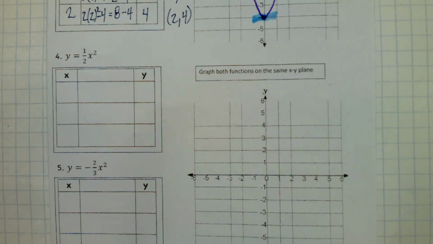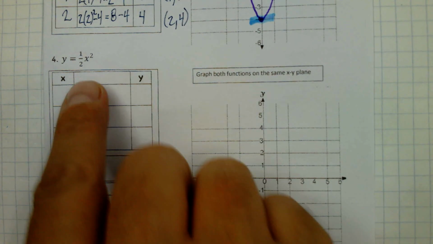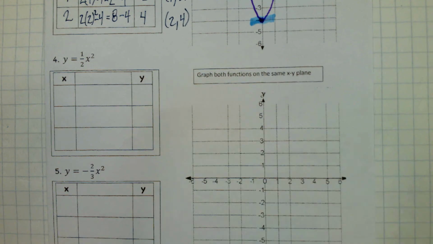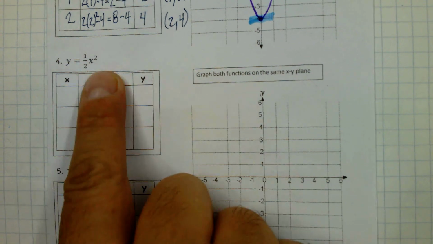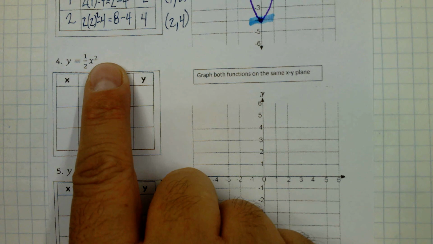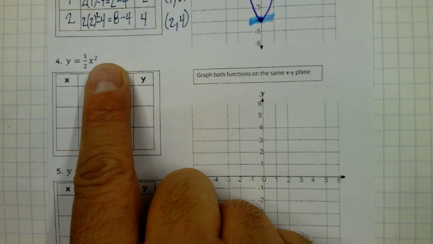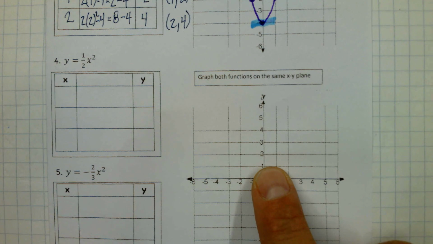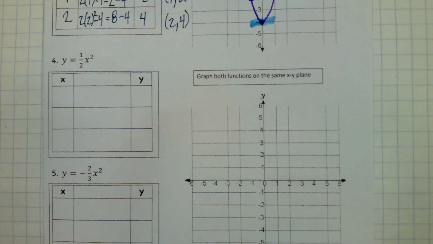What kind of number is in front? Positive or negative? It's positive 1/2, so it's going to open up. It's going to do one of these. Am I adding or subtracting anything? Do I have plus something or minus something? So it's not going to shift up or down. It's going to go right through 0, 0. So automatically, those are things you should look at.